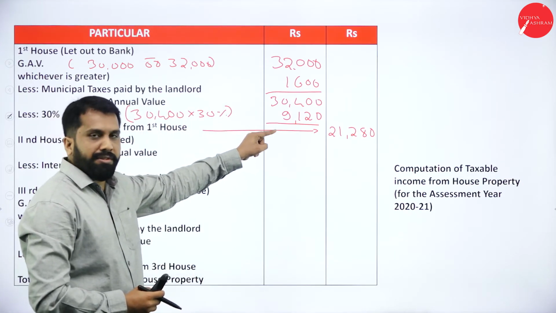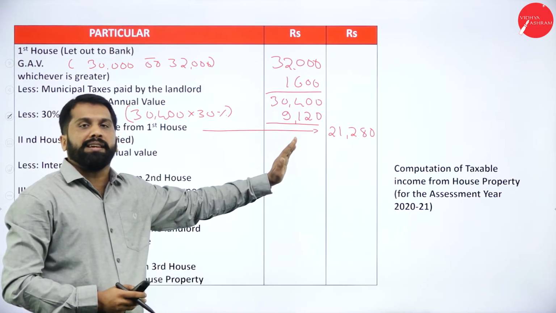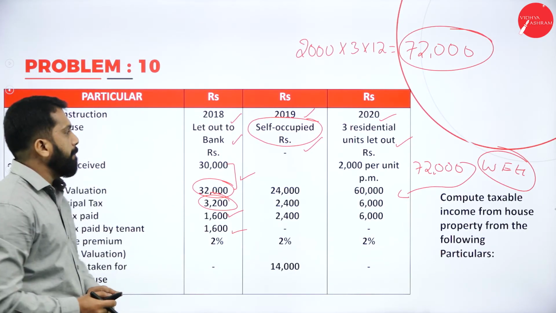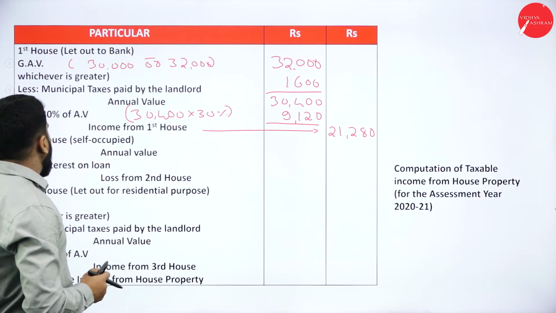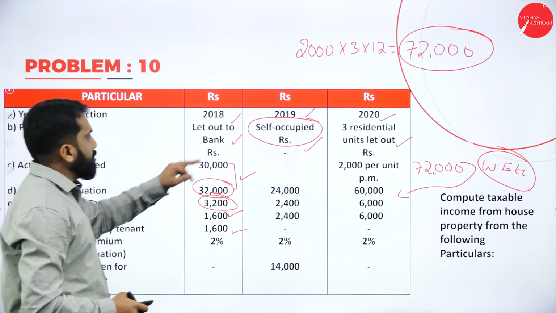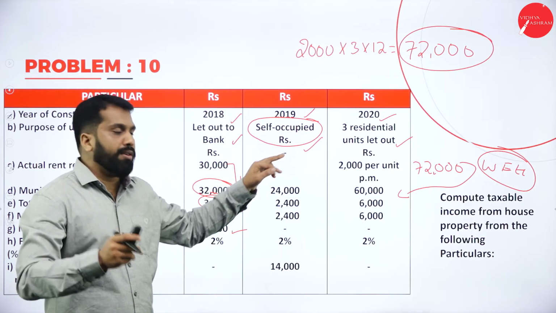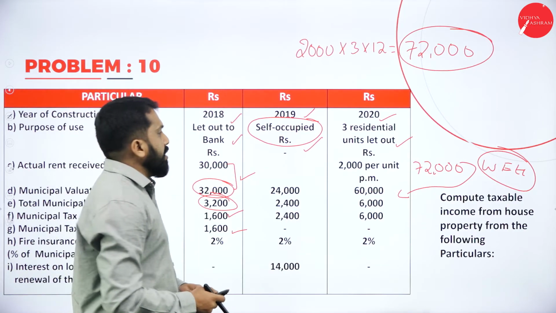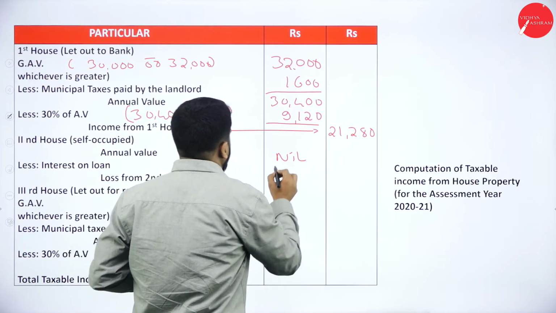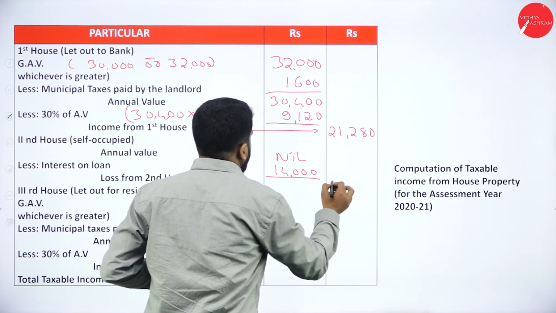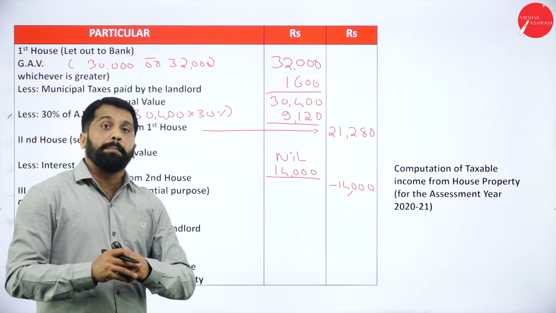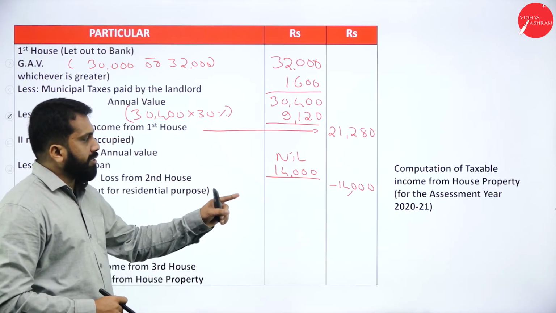From this, you are supposed to deduct, then you will get the final answer. We don't have any interest, and whatever insurance they have mentioned, fire insurance, we are not supposed to take. So this is done. Next is your second house. Should we consider the annual value for the second house? No. Should we consider the loan? Yes. Your annual value will be nil and your loan amount is 14,000, so your final answer is minus 14,000. It is 14,000 because you have paid interest on the loan. Your second house is done.